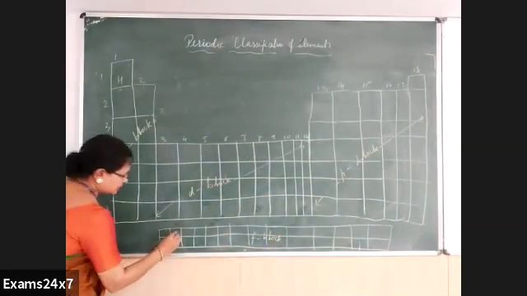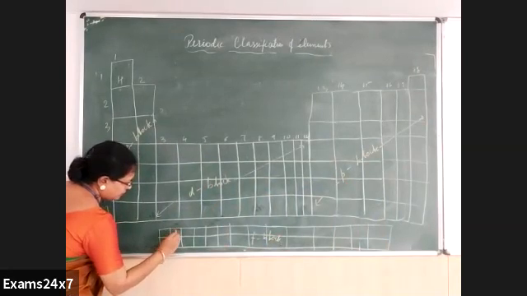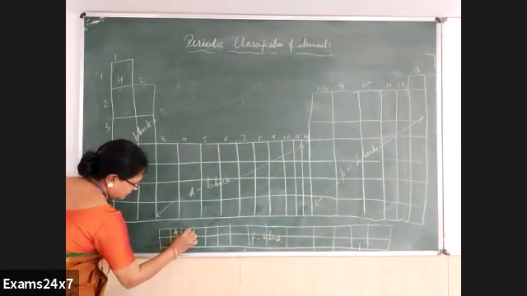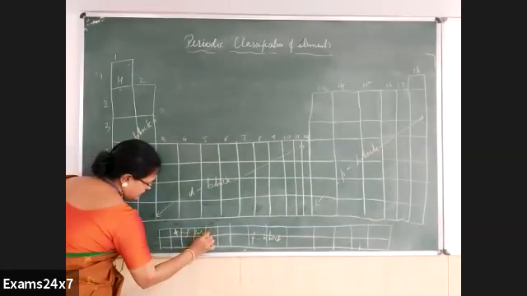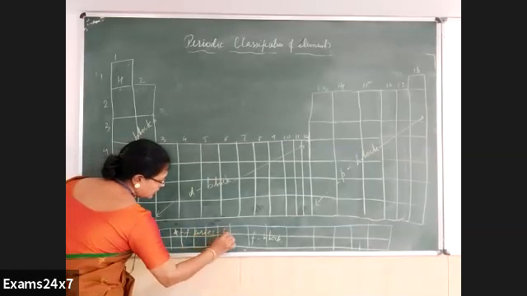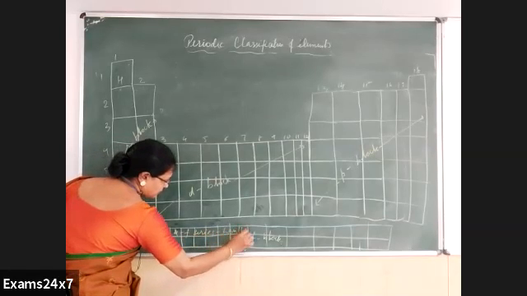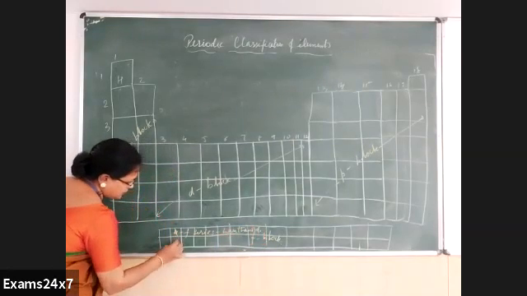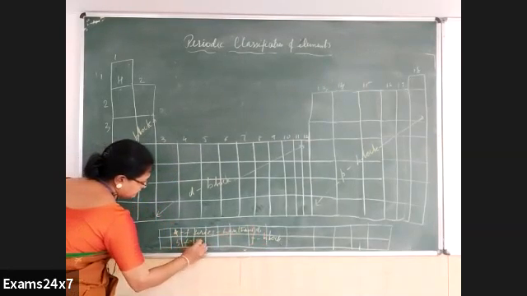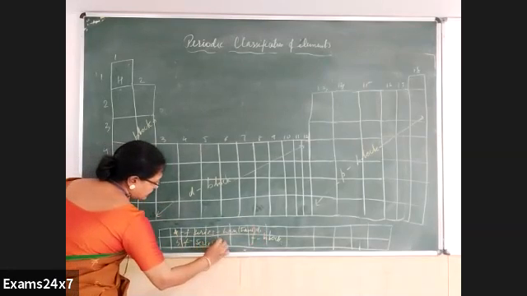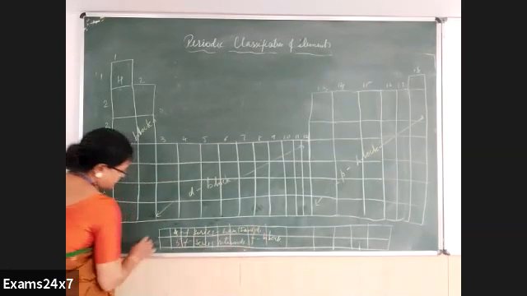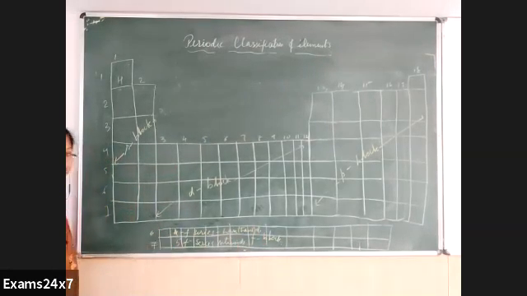In the F block, these are the 4f series, which is even called the lanthanoids. And these are the 5f series, called the actinoids. And these are a continuation of the 6th and 7th periods.